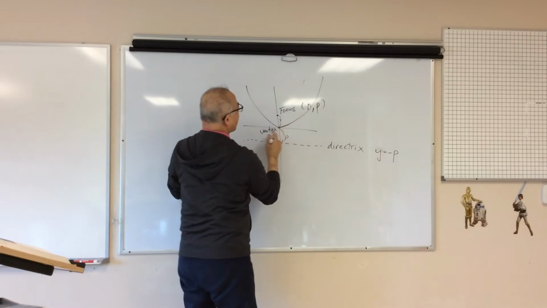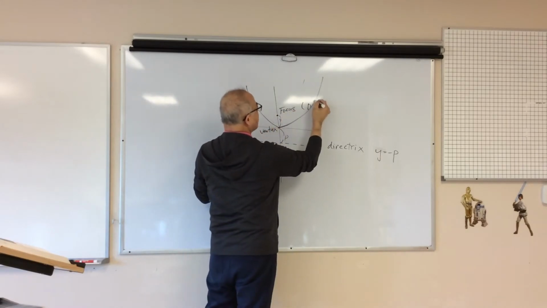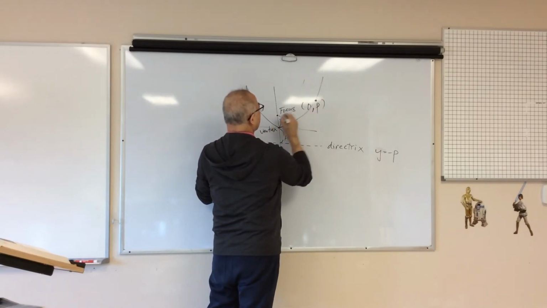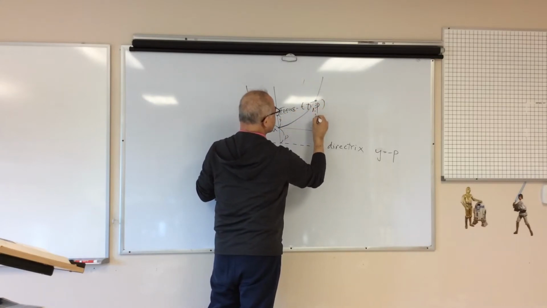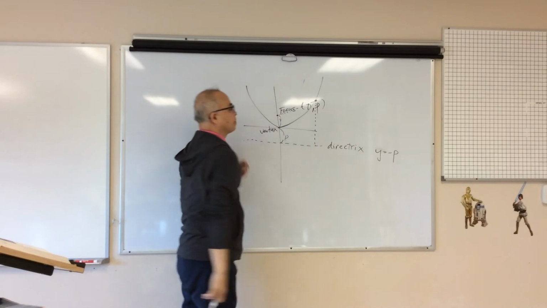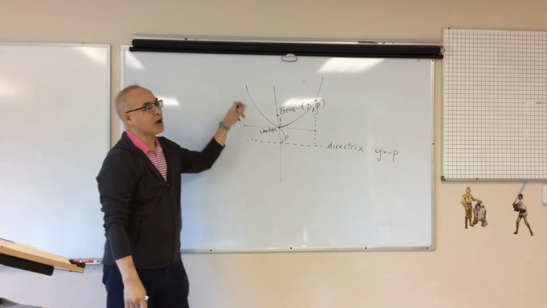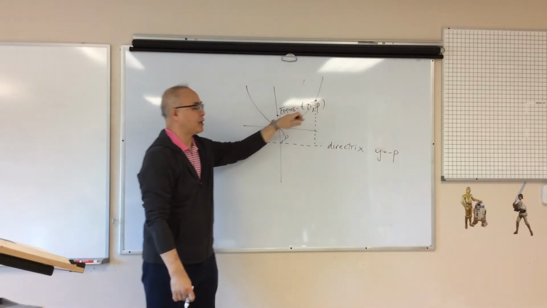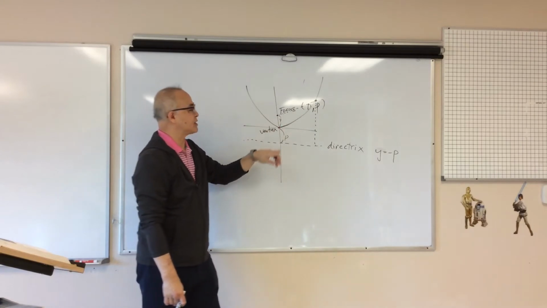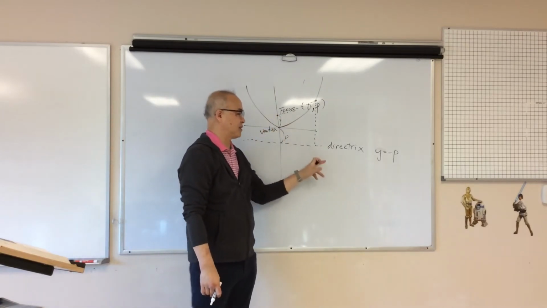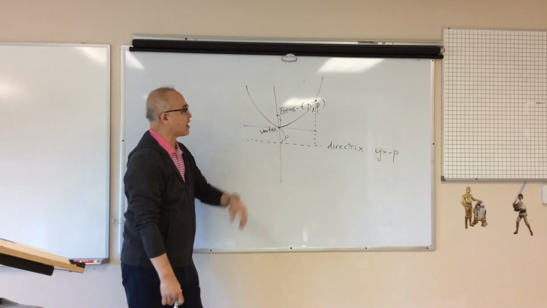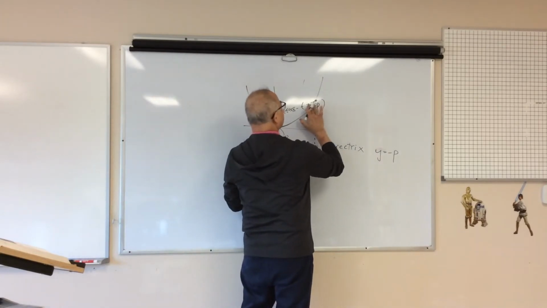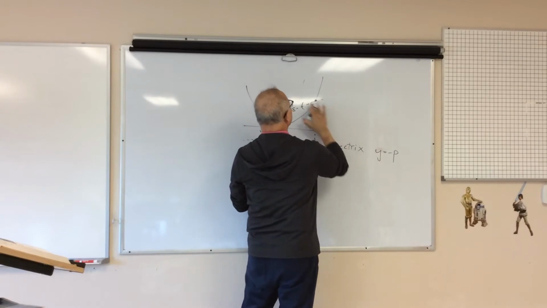If I took a point here, the distance from this point to the focus is going to be the same as the distance from the directrix. So the parabola is a collection of points that are equidistant from the focus and the directrix. Given that definition, let me go ahead and redraw this.